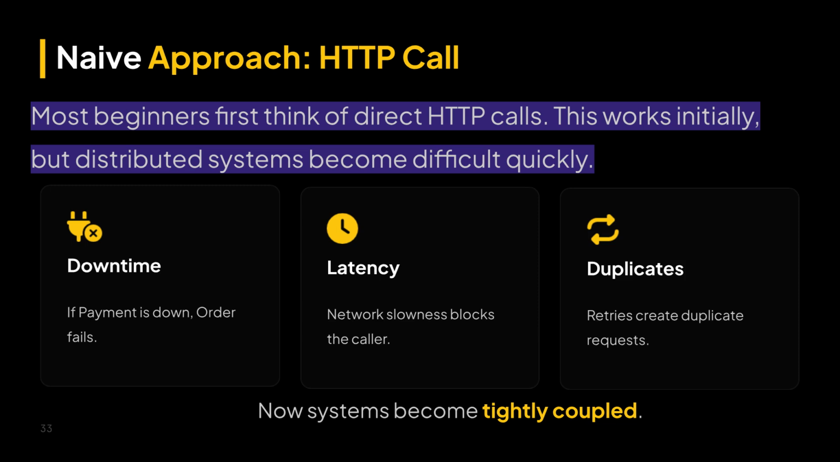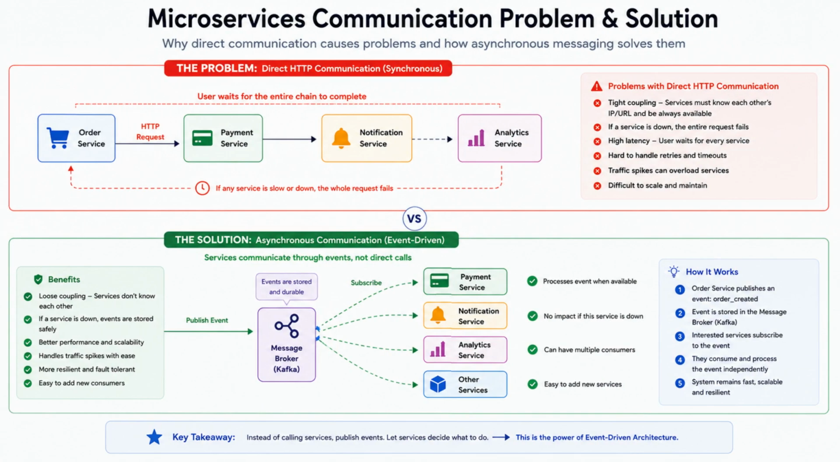The naive approach is direct HTTP calls. While this works initially, it quickly introduces issues like downtime, increased latency, and duplicates due to retries. This direct communication makes the systems tightly coupled, reducing the benefits of a microservices architecture. The best solution to this microservices communication problem is event-driven architecture, which utilizes messaging systems for loose coupling.